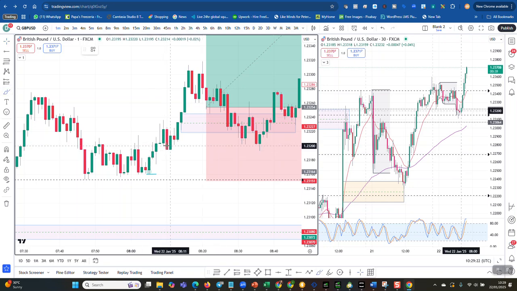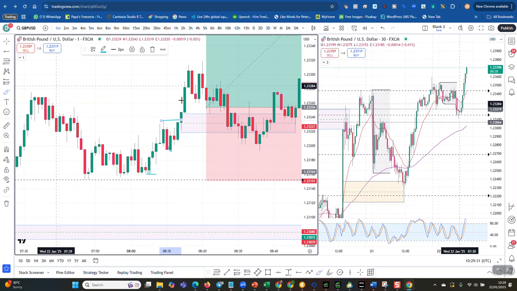Then price pulled to the upside, right? And gave us break of structure, break of structure, and break of structure, right? So we now have a relevant move. And that was the trade I took.